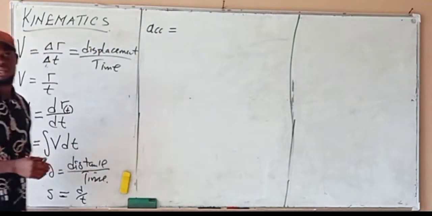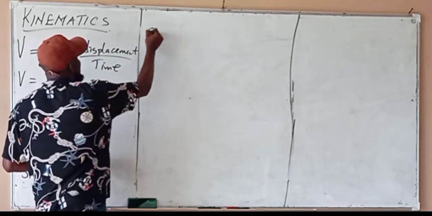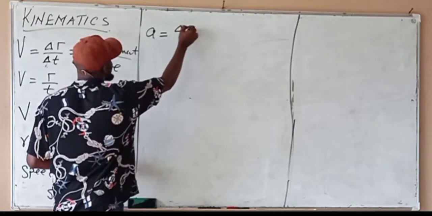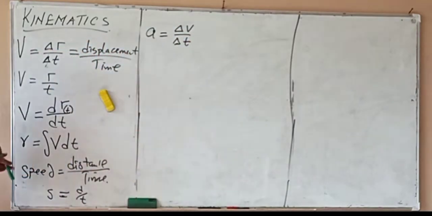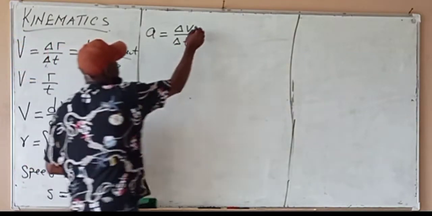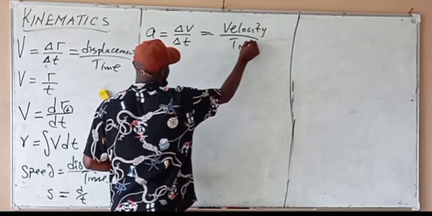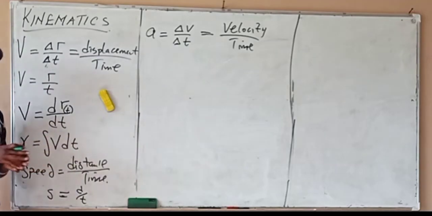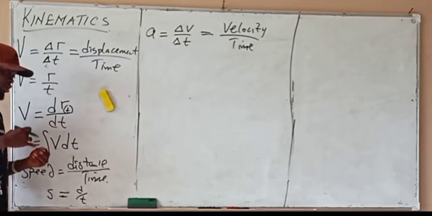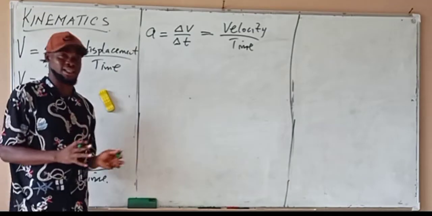Now, what is acceleration? Let me use A. Acceleration means the rate of change of velocity with time. Rate of change of velocity relative to time, or velocity over time t. So the change of velocity relative to time is called acceleration. When you are changing your velocity with time, you are developing something called acceleration.